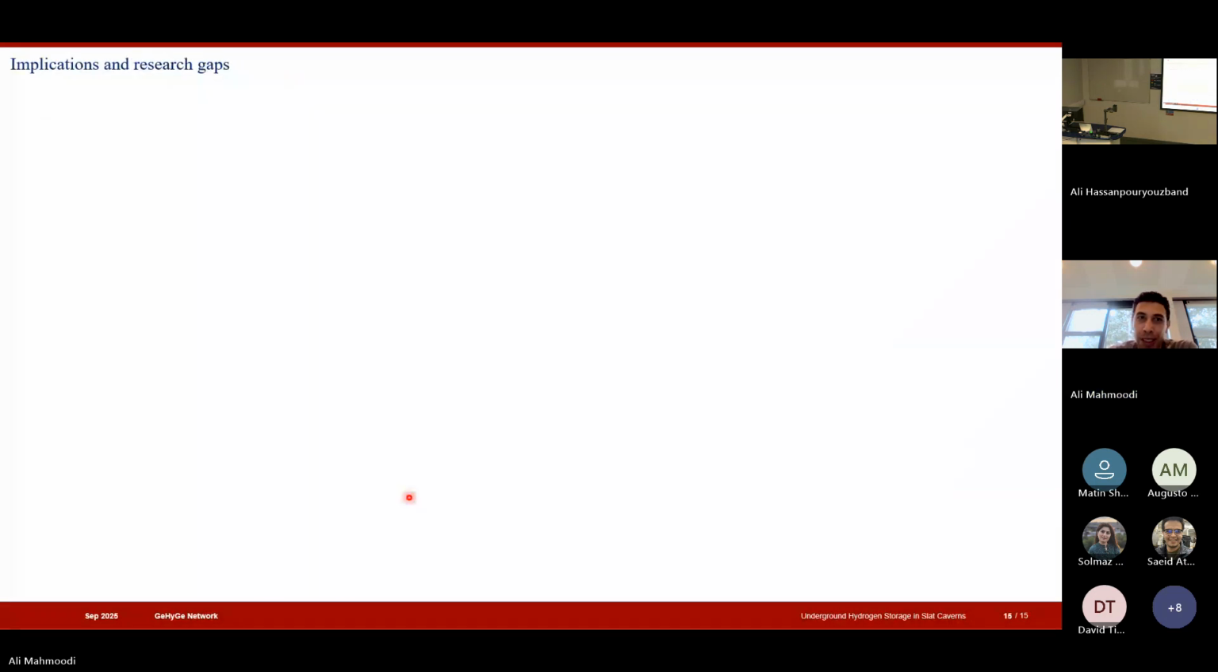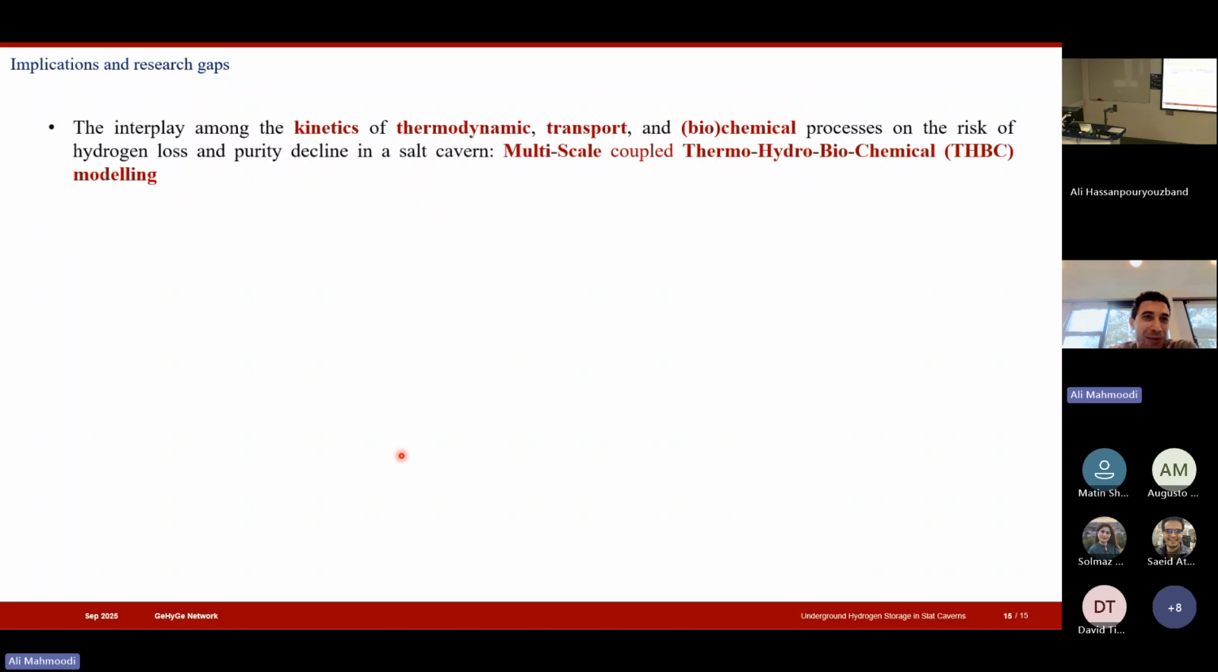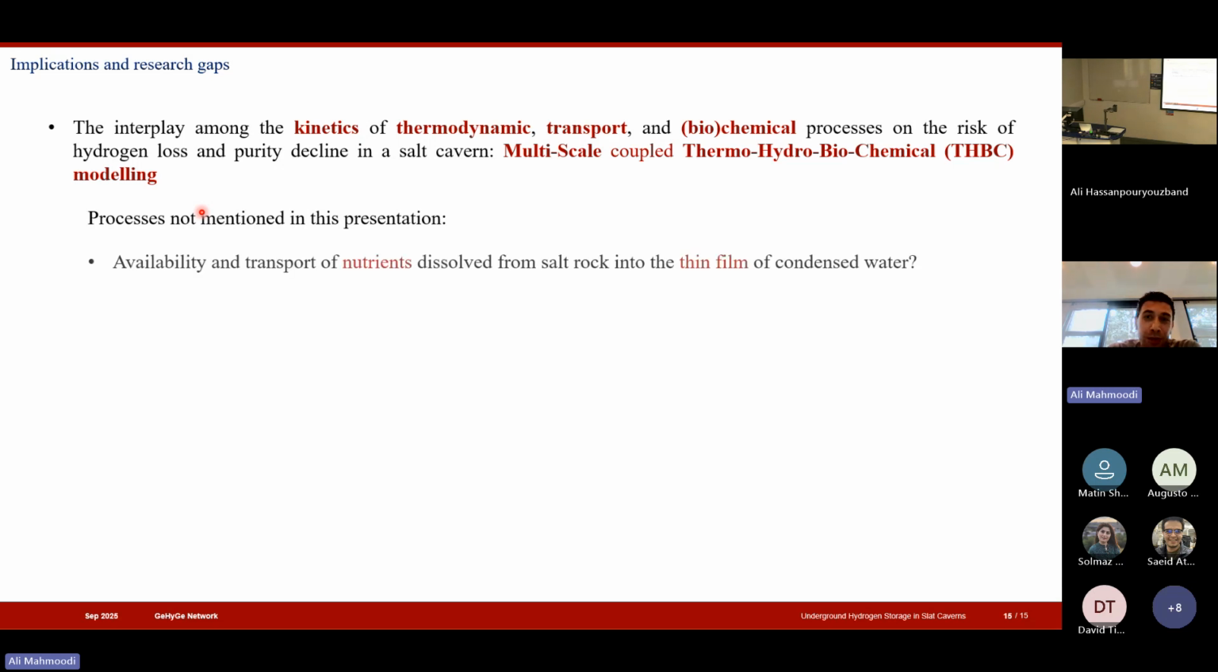So what does it mean? It means we need to do much more detailed studies on this. And in our studies, we need to consider the interplay among the kinetics of thermodynamic, transfer, and biochemical processes. So we need to have multi-scale thermohydrobiochemical modeling that considers the kinetics of all these processes. And there are also some processes that I did not mention here, but definitely need some more studies.